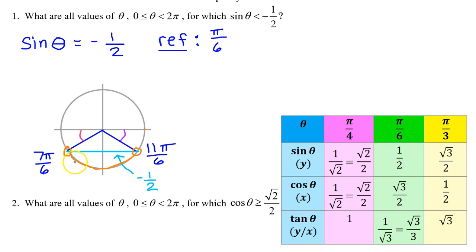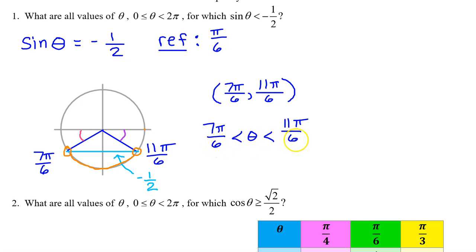I have highlighted this set of solutions in orange with open circles at the endpoints to indicate that 7 pi over 6 and 11 pi over 6 are not included. We can write this solution set in interval notation using parentheses to show that the endpoints are not included. We can also write this solution set as an inequality. We will use a less than sign instead of a less than or equal to sign to show that the endpoints are not included. Are there any more solutions coming?